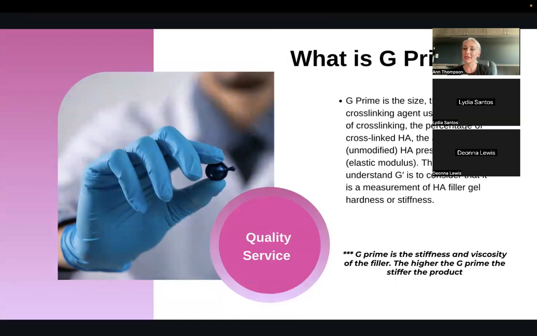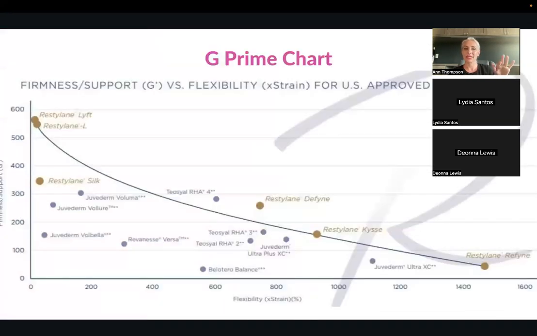What is G prime? That's going to be the viscosity or the thickness of the filler. The higher the G prime, the thicker the filler. This is that G prime chart.